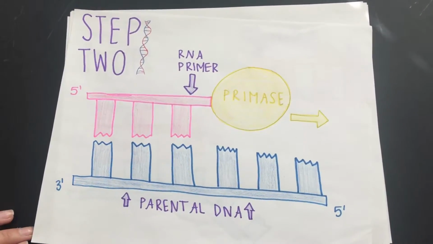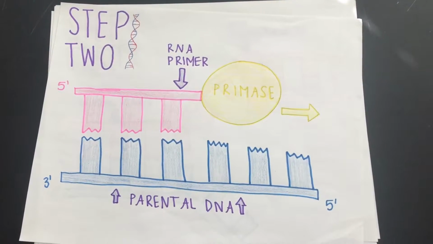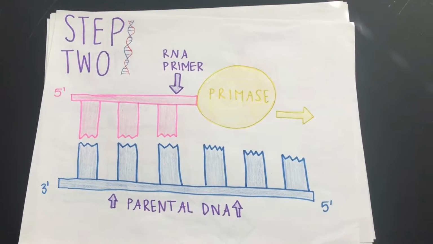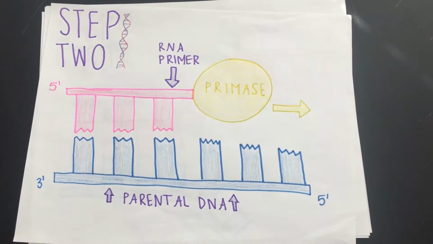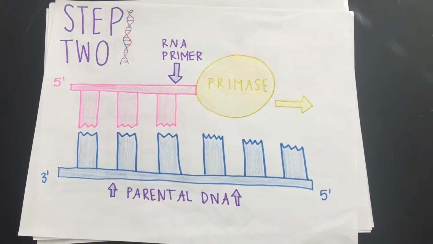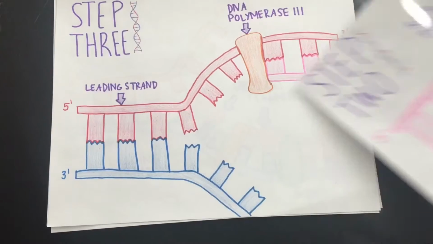Step 2. Before nucleotides can be added to the divided strands, an enzyme called primase needs to synthesize an RNA primer for DNA replication. The primer creates a template for DNA polymerase to add onto it. When the primer is complete, primase is released and the DNA polymerase binds and synthesizes new DNA.